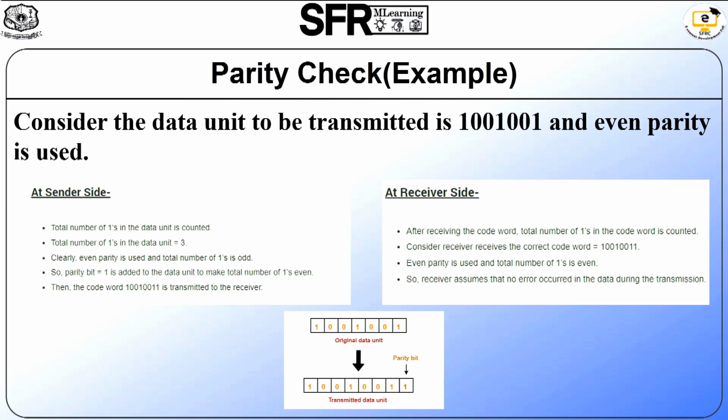At the receiver side, if there is no error, then it will get the count at that side. So now it counts 3 plus 1 parity bit, which is equal to 4, which is even parity only. So it concludes that there is no error, okay.